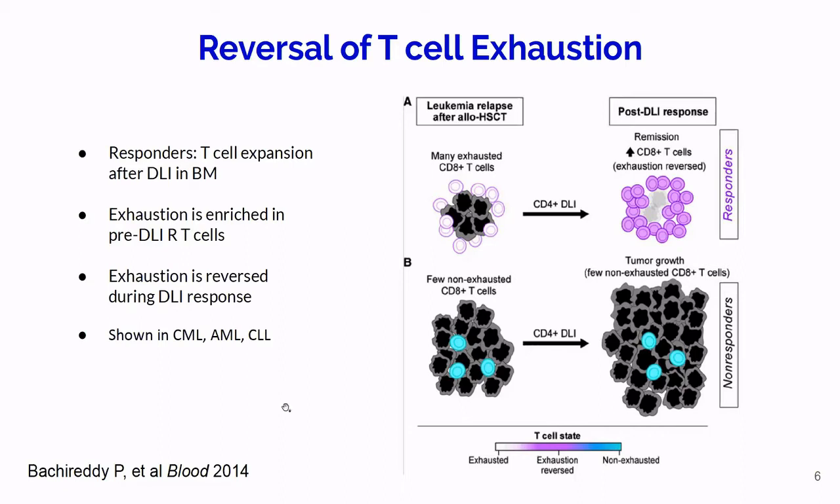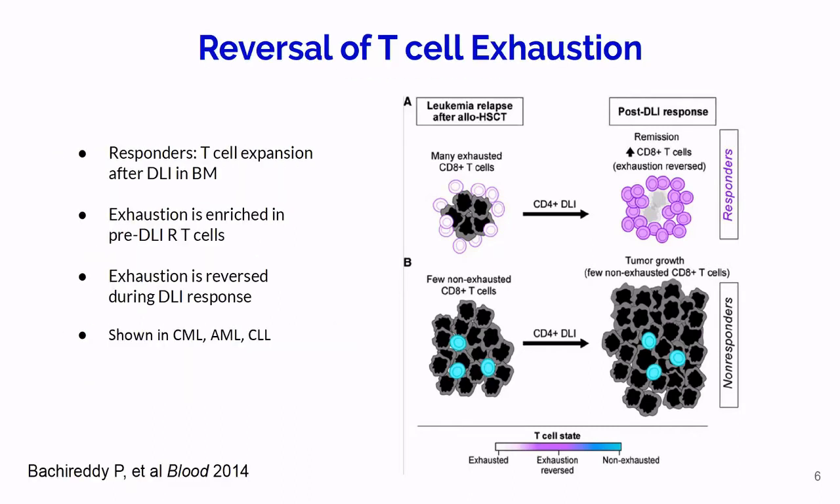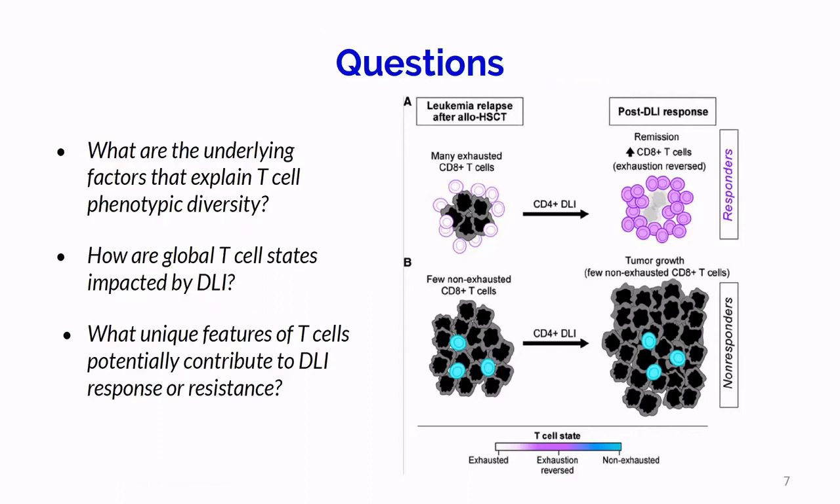And this has also been seen in multiple types of leukemia, CML, AML, CLL. Although we know about this reversal of T cell exhaustion, what is unknown is what exactly are the T cell subsets that mediate this reversal of T cell exhaustion. And in general, what are the T cell mechanisms that mediate response or resistance to this type of immunotherapy?